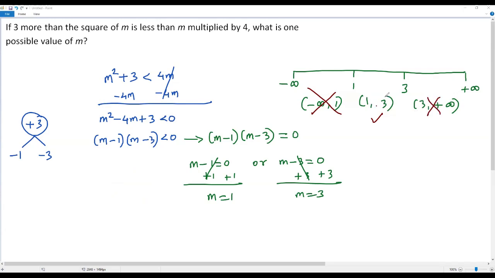Only the interval 1 comma 3 works with this inequality. That is, m can take any value between 1 and 3. It can be written as 1 less than m less than 3. But the question is asking us to find one possible value of m. In this interval, one possible value of m can be 2.